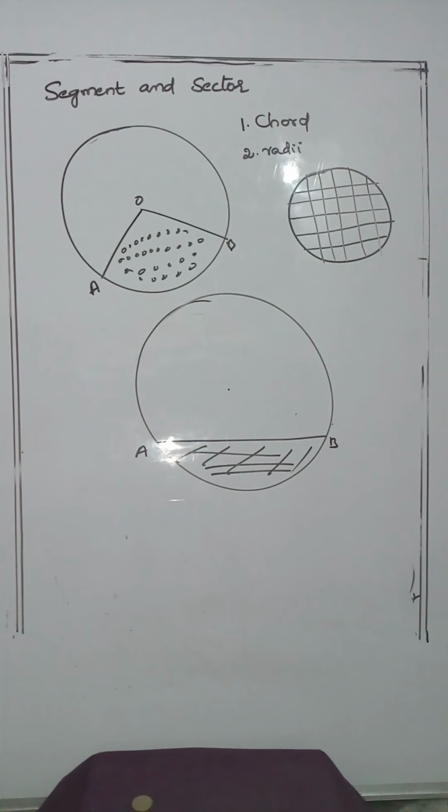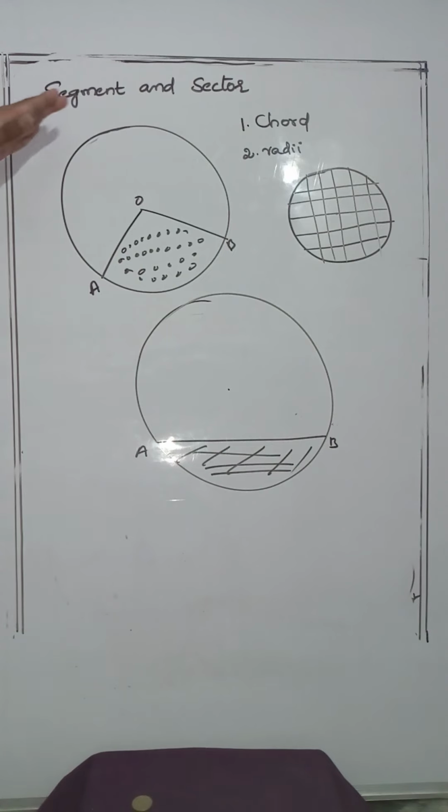There is one more definition for the diameter. The longest chord is called a diameter. What is the other definition for the diameter? The line segment which passes through the center of the circle is called a diameter. These two are the definitions for the diameter. You need to note them down here.